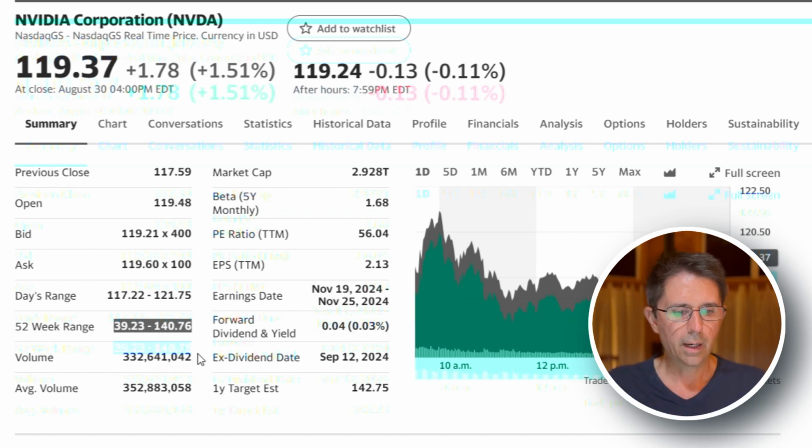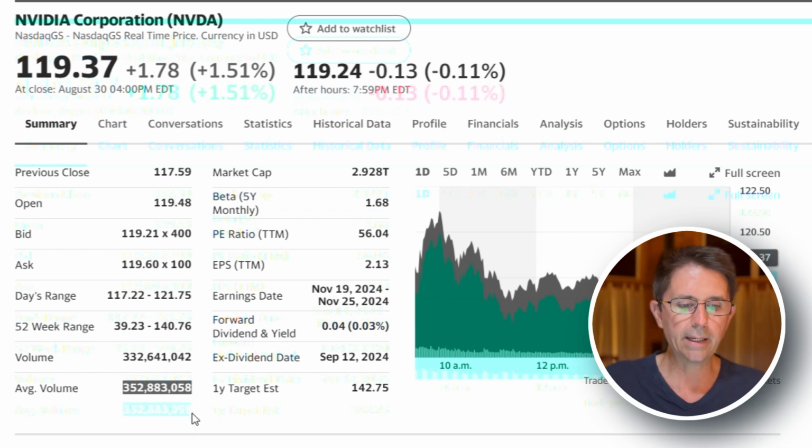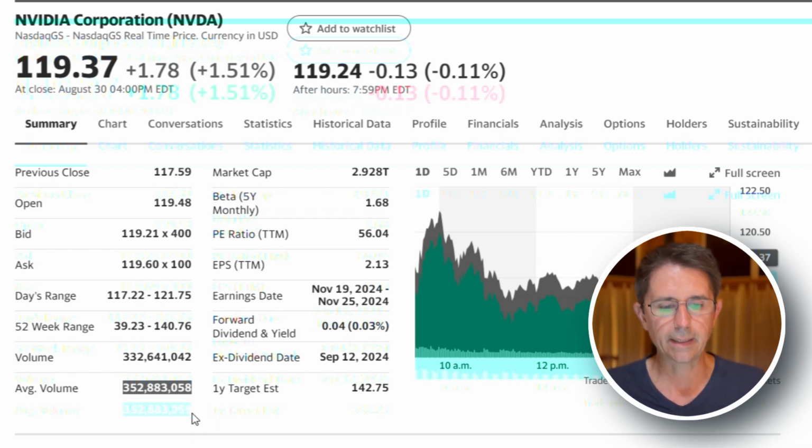Okay. Then we have the volume, and this is just the number of shares that traded today. So 332 million shares traded on NVIDIA today. The average in any given day for NVIDIA is 352 million. So as you can see today, the number of shares that traded was just slightly below the average. No big deal, nothing significant.